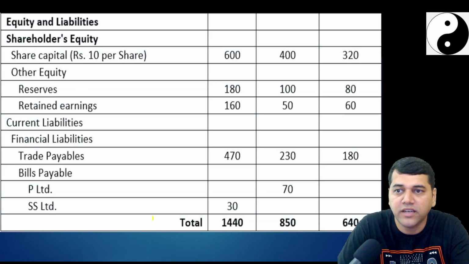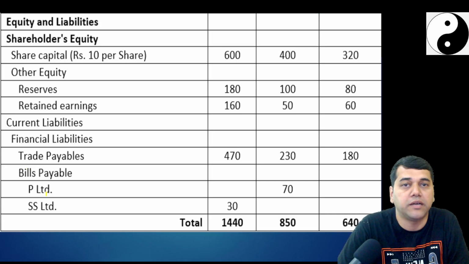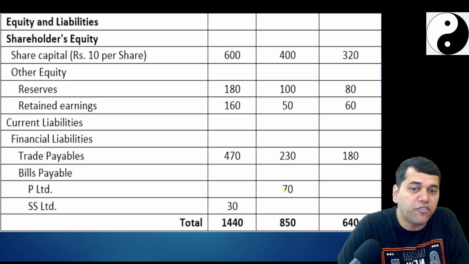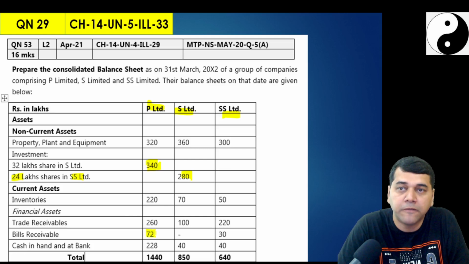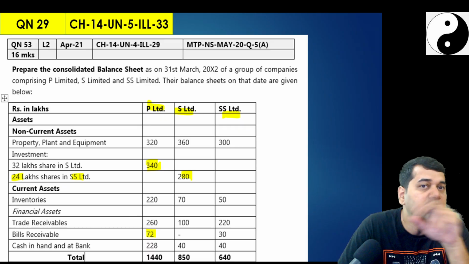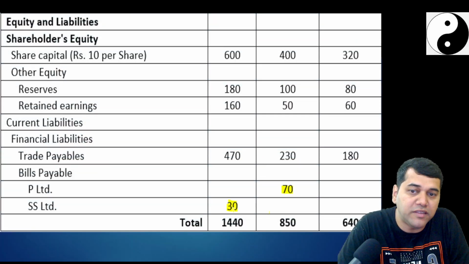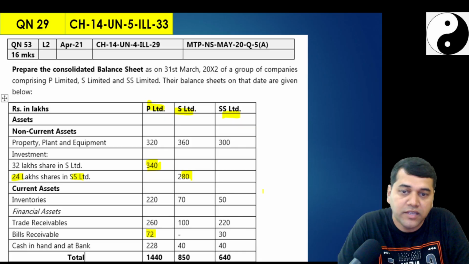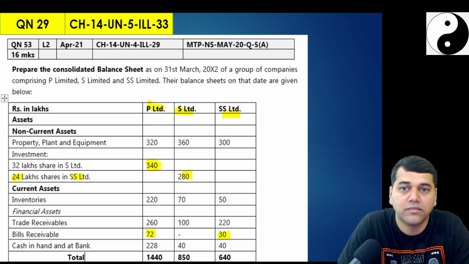We don't know anything here. But when we see here, they have given me the bills payable breakup. The bills payable of S pertains to P Limited. That means that much of bills receivable must be coming from S. So the 70 should get eliminated. Similarly, SS Limited has bills payable of 30, and they have bills receivable of 30. So the entire 30 will get eliminated. They have given you the balance sheet at the end of the year, not before acquisition.